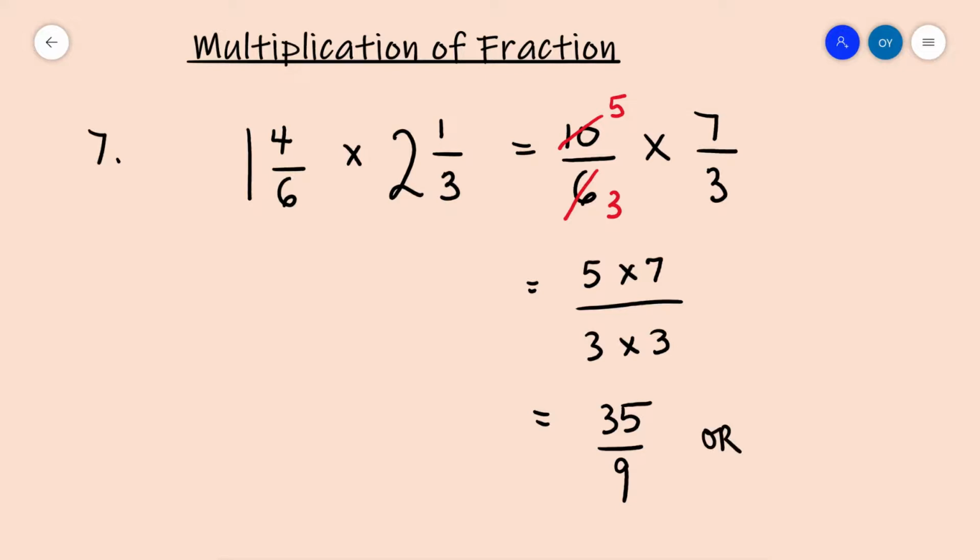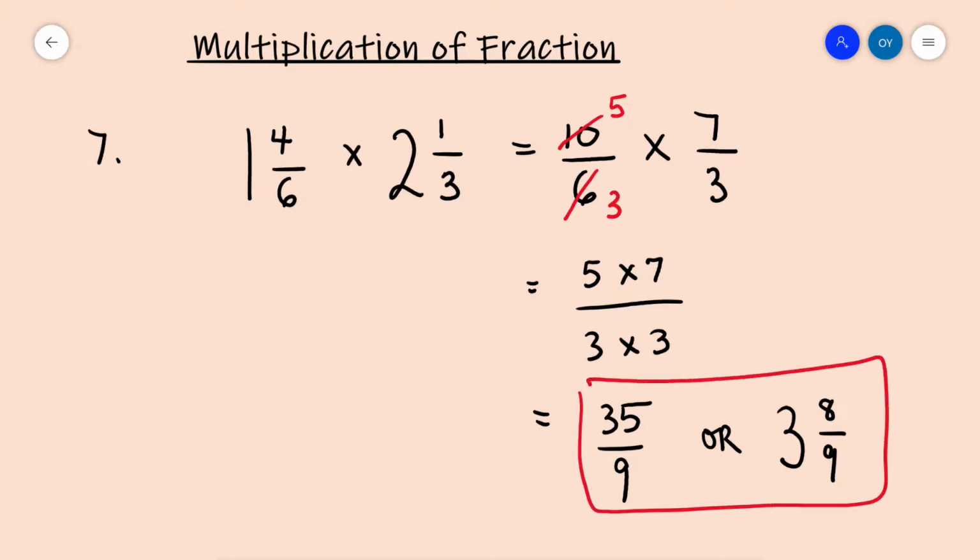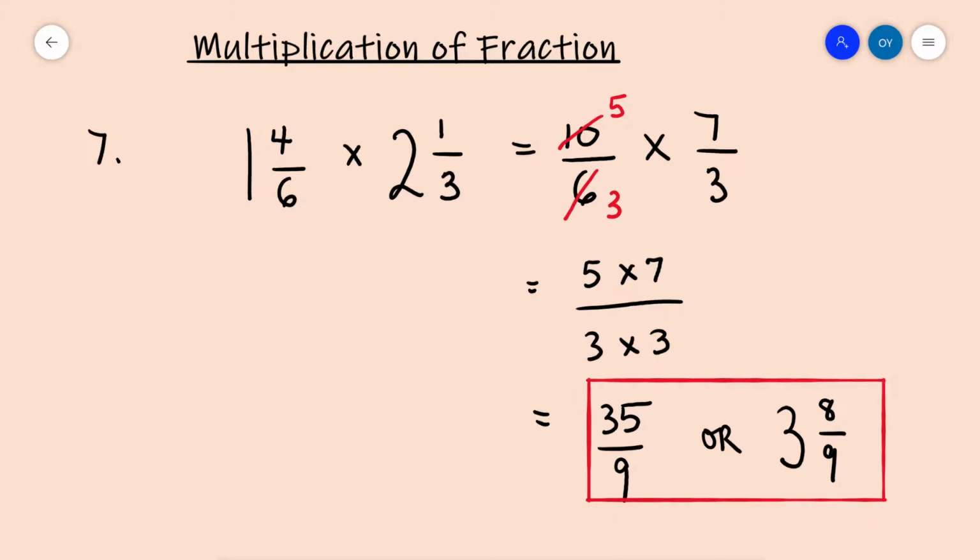And this can be converted back to a mixed number. So 35 divided by 9, we have 3 whole numbers there. So 9 times 3 is 27. Now 35 minus 27, we have that to be 8. So we have 3 whole number, 8 over 9. So both answers are correct.